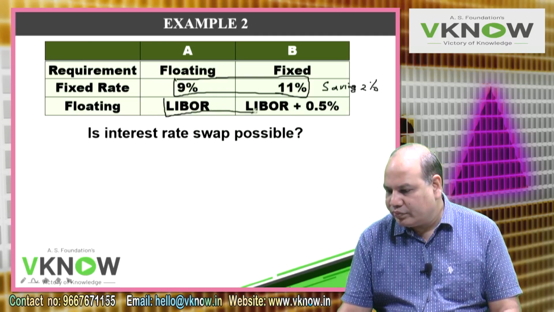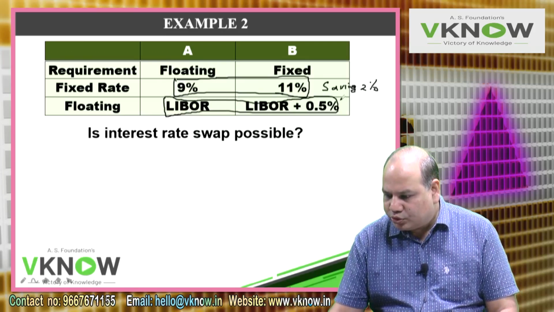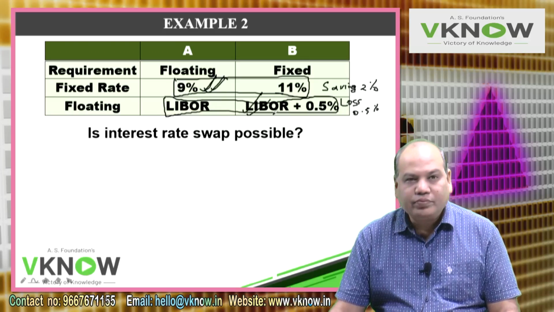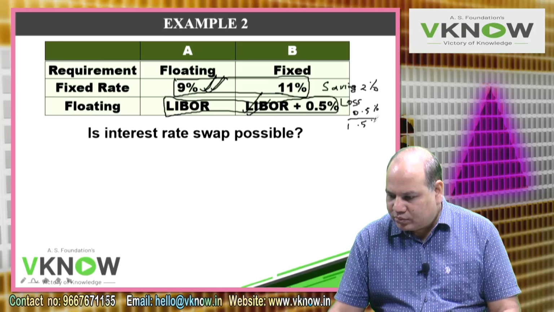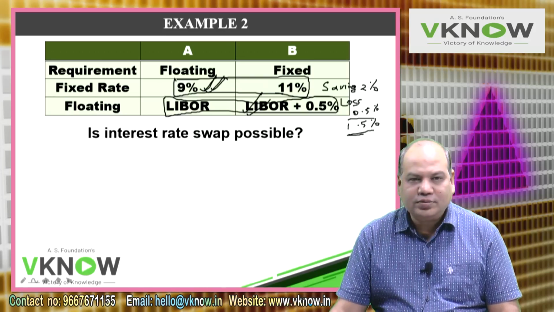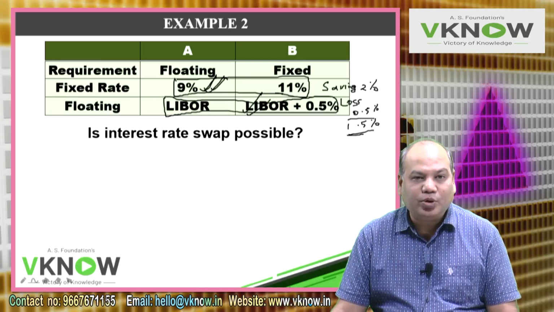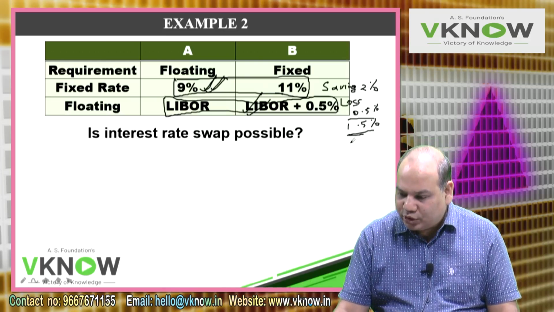Instead of A, suppose B borrows at floating rate. So they lose 0.5% here. On floating rate they gain 2%. On fixed rate they gain 2%, but on floating rate they lose 0.5. Now here lies the trick. If they join hands, instead of B, A borrows at fixed rate, and instead of A, B borrows at floating rate. Together they can save 1.5%.